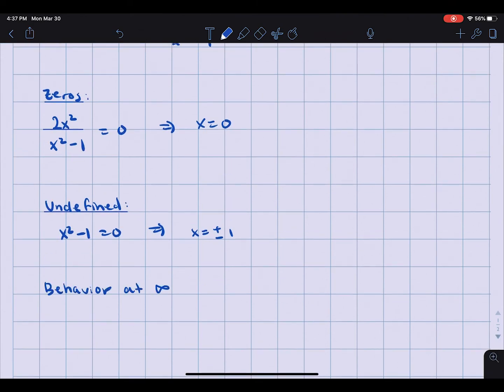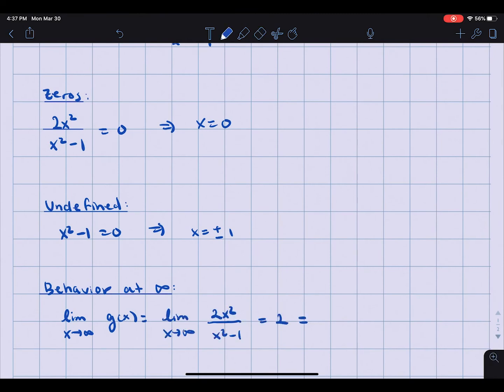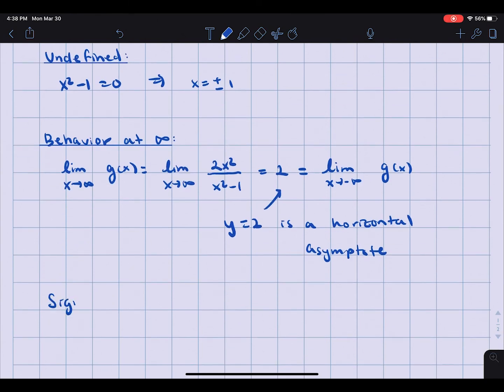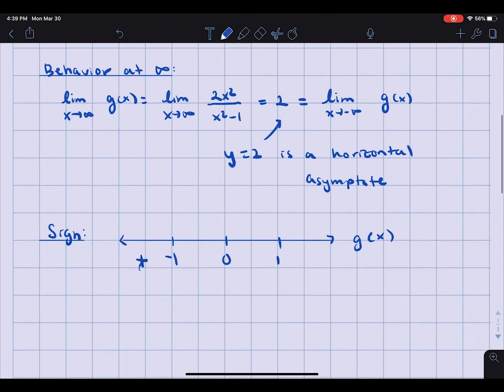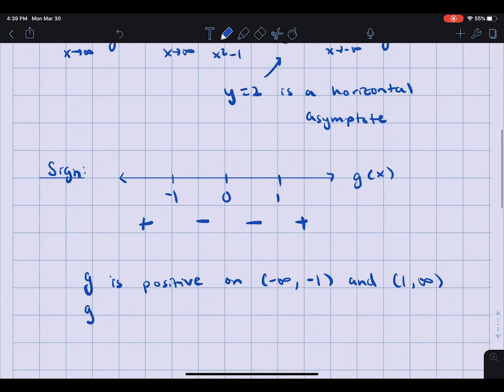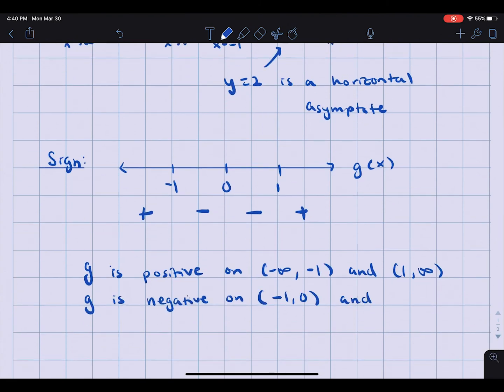So now let's figure out what g of x is doing at positive and negative infinity. We do this by taking limits as x goes to positive and negative infinity. We see that in both directions the limit is 2, which means y equals 2 is a horizontal asymptote for g. So now we'll figure out where g is positive and negative. I will point out we didn't explicitly use this in the previous example, but this kind of information is useful to check that the rest of your work is correct.